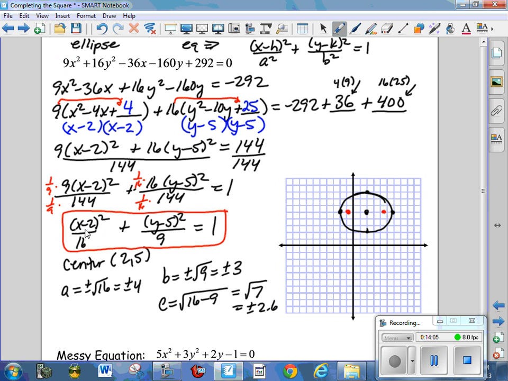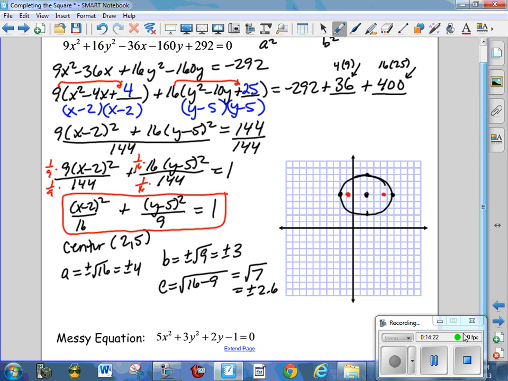The center is at positive 2, positive 5. We're going to go out plus or minus 4 in the x direction, plus or minus 3 in the y direction, and the foci are at the square root of 16 minus 9, which is the square root of 7, and that's 2.6 in either direction.